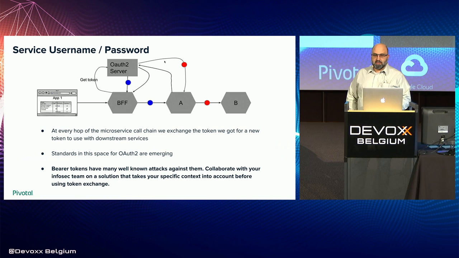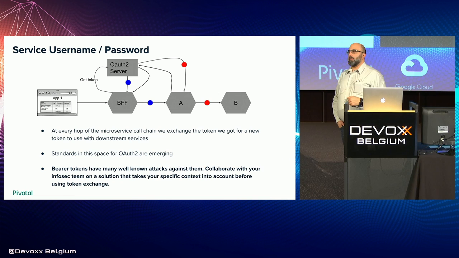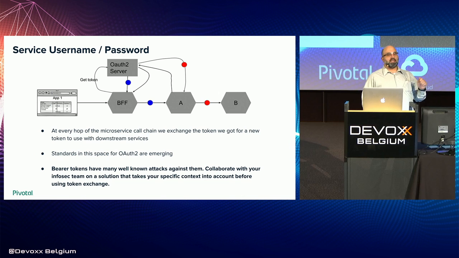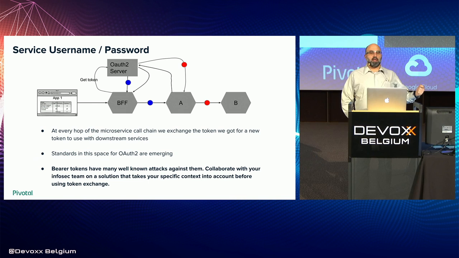Now, microservice A is going to go to the OAuth server. It's not going to give it the blue token. It's going to go to the OAuth server and say, I am microservice A. My client ID is this. My client secret is that. Please give me a token that represents me as microservice A. And then A will call B.